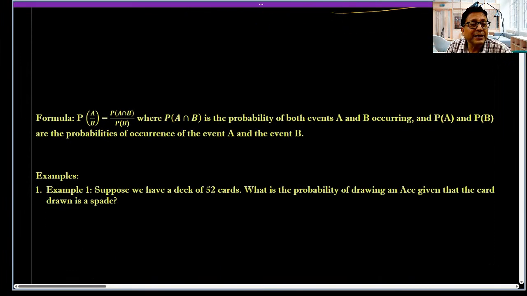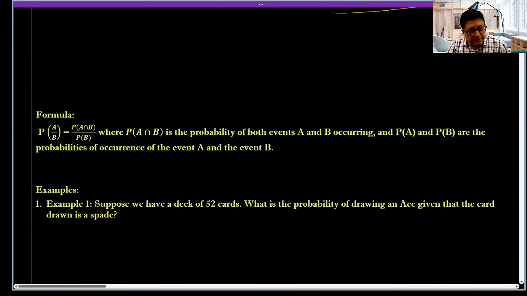The formulation I told you: P(A given B) is P(A intersection B) by P(B). We will be taking the common part. This is the probability of both the events occurring, I mean the intersection part. P(A) and P(B) are the probabilities of occurrence of the event A and the event B.